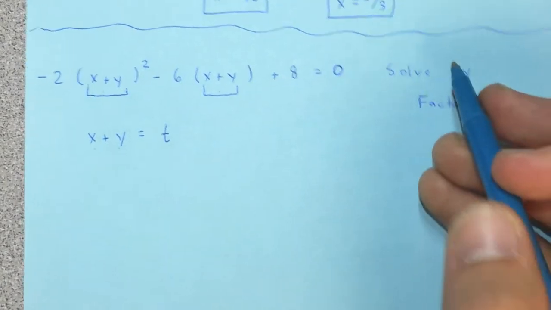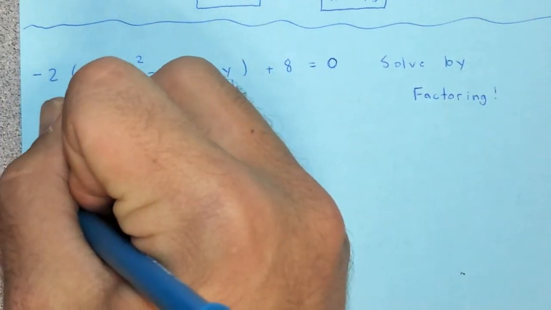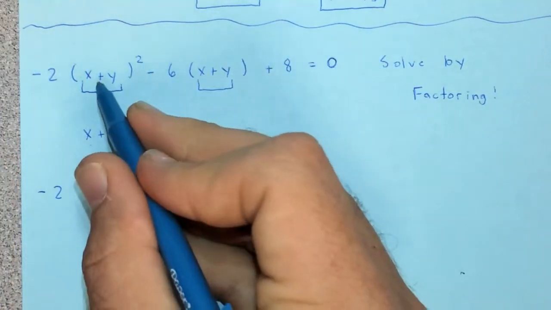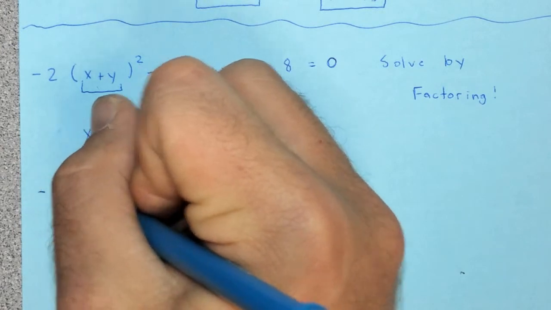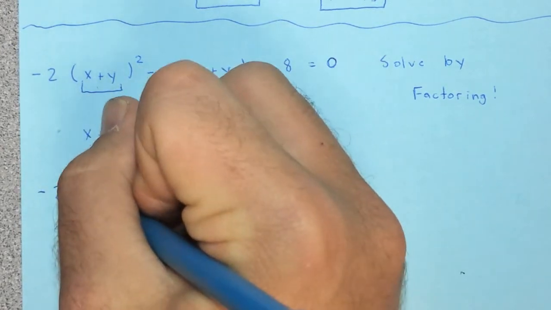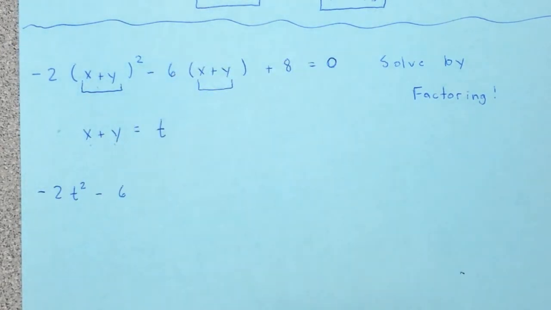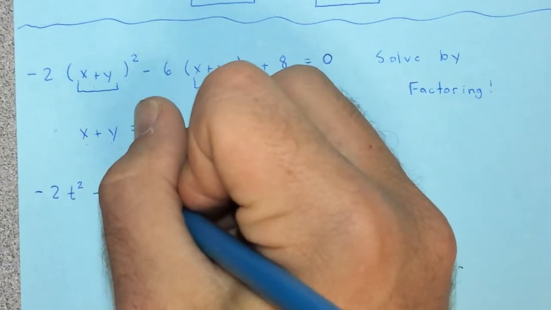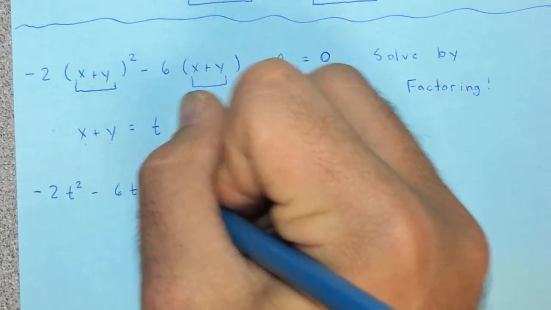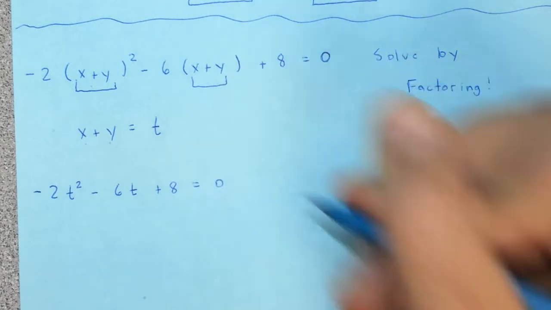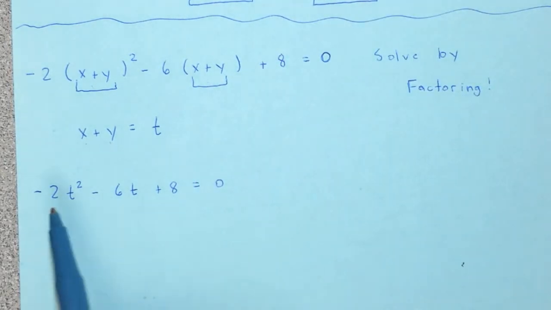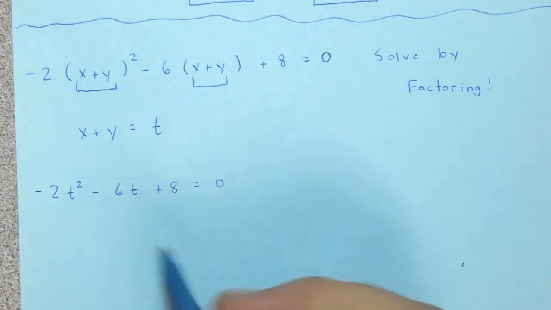Because I'm thinking, something squared, something, and then a constant. It sort of looks like a trinomial, but not really. So I have negative 2 times t squared minus 6 times t, instead of x plus y, plus 8. Oh, wow, would you look at that? I now have a trinomial that I can factor. Let's go through and do it.